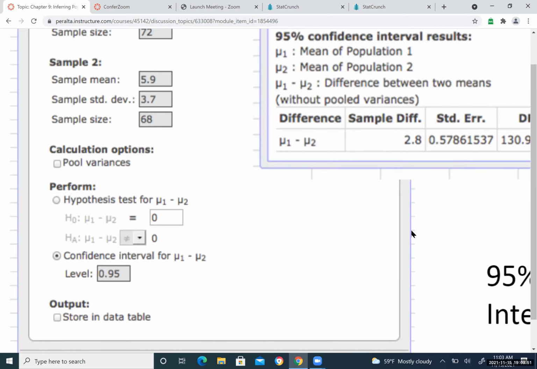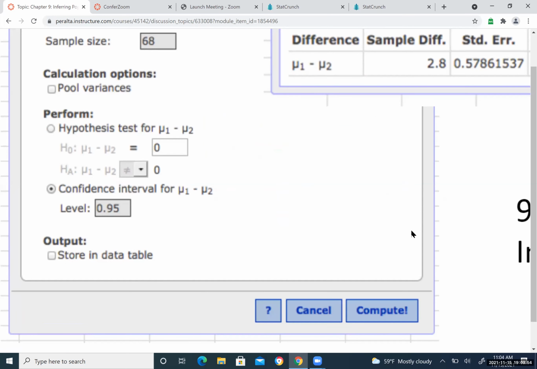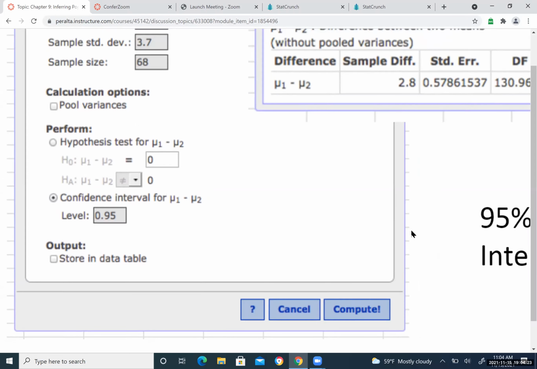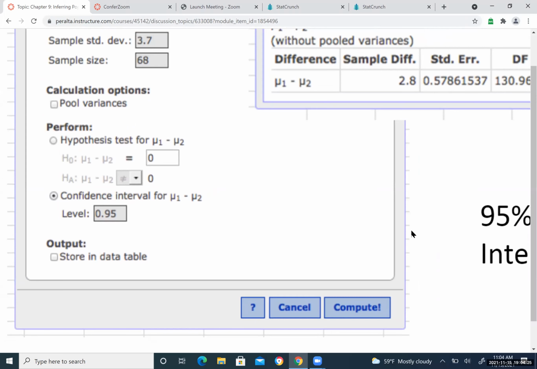And then here, because they're talking about a confidence interval, you click the second box, confidence interval for N1 minus N2. Okay, and the level of significance is 95. Sometimes they're asking for 99 or a different value, so you type a different value in here. If they're asking for 99, then you type in 0.99. You can change the level of the confidence interval. Because here they're talking about a confidence interval, you choose that one.